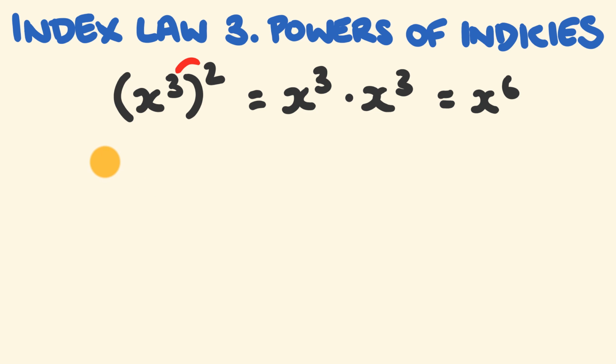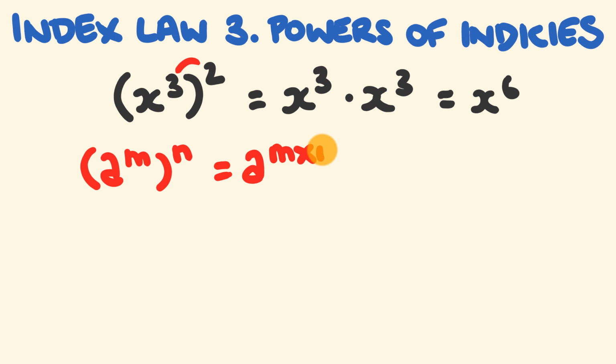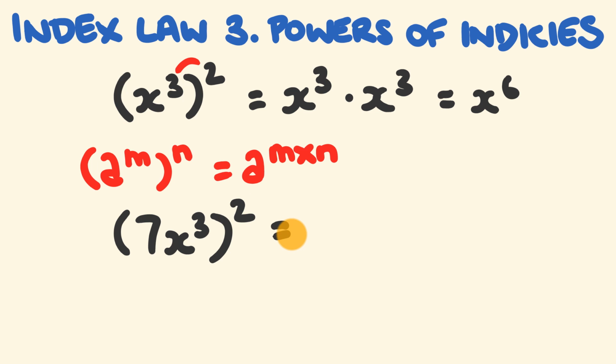Law 3 says that if we have a to the m, and this whole lot is being raised to the power of n, this is equal to a to the power of m times n. All right, so let's have a look at another example. Say we had 7x to the 3, and we get all that, and we square it. Nice and easy. Let's solve it using the third index law here.